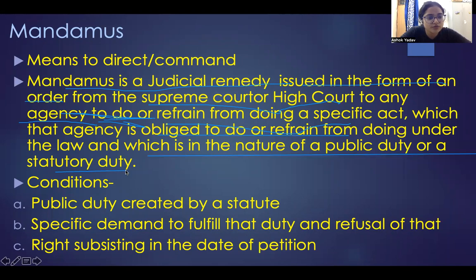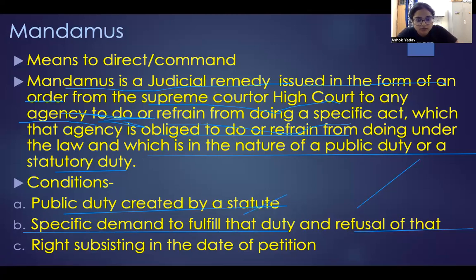So basically the conditions of this writ are: there must be a public duty created by a statute, a specific demand to fulfill that duty, and a refusal to do that duty. Right? So there was a public duty created by the statute, there was a specific demand to fulfill that duty, and there was a refusal to do that duty. And when you file the writ petition, your right must still be subsisting.